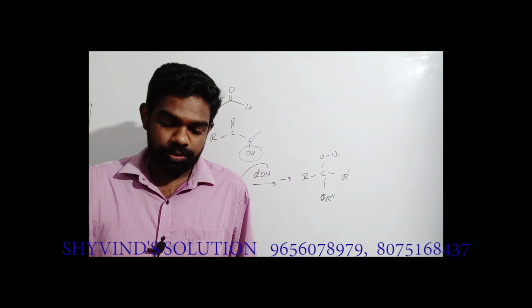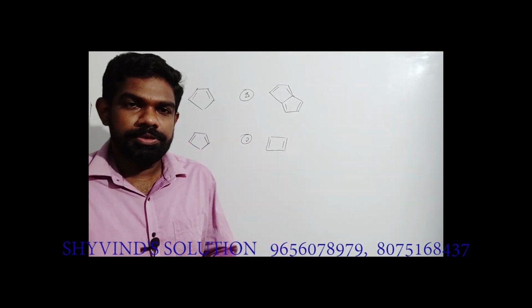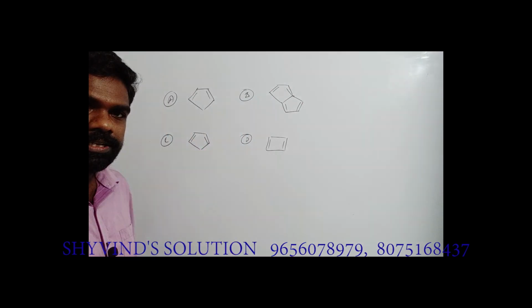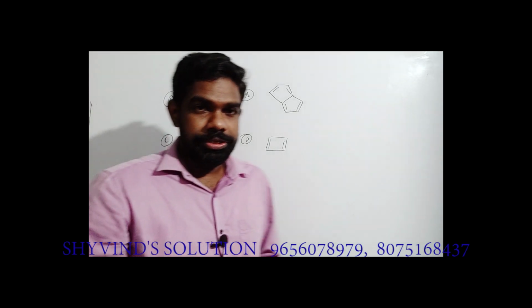So let's move on to question number 39. Question number 39 is this one. Among the following, the anti-aromatic compound is R. Okay, so these are the options given. You can see it here. These are the options. So if you are looking for the first option, what is the condition for a molecule to show aromatic or anti-aromatic?